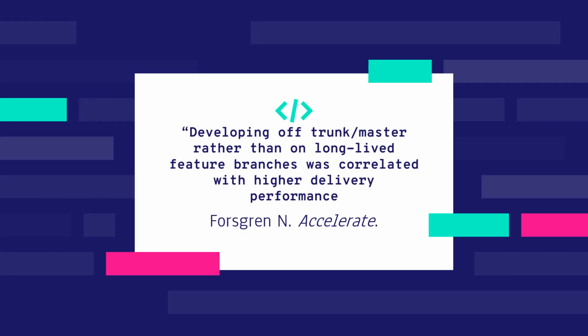From the book Accelerate, written by Nicole Forsgren, Jez Humble, and Gene Kim, they conclude from their research that developing off trunk or master rather than on long-lived feature branches was correlated with higher delivery performance. Teams that did well had fewer than three active branches at any time. Their branches had very short lifetimes, less than a day, before being merged into trunk, and they never had code freeze or stabilization periods. They remarked that these results are independent of team size, organization size, or industry.